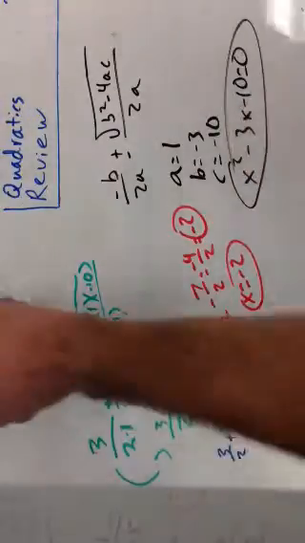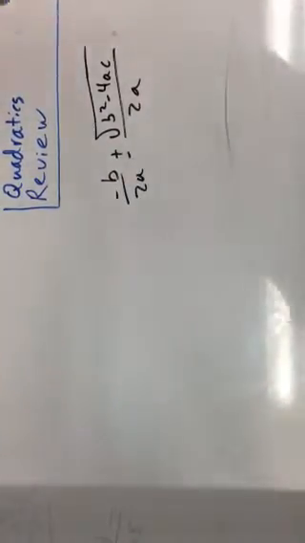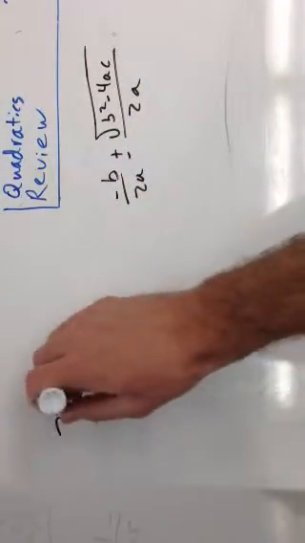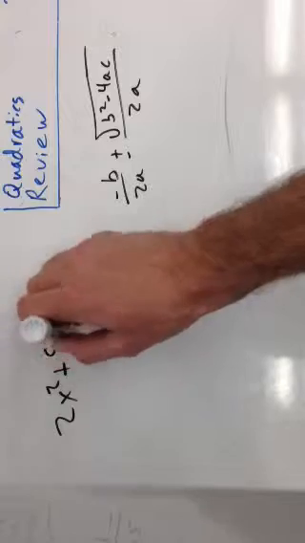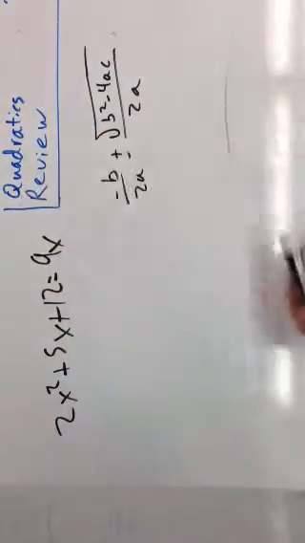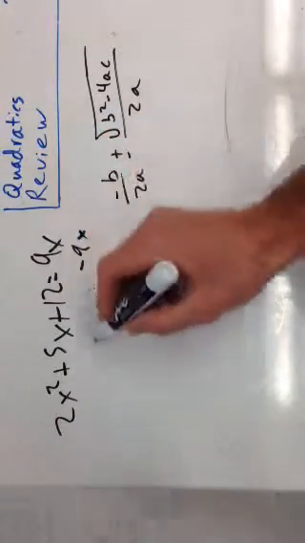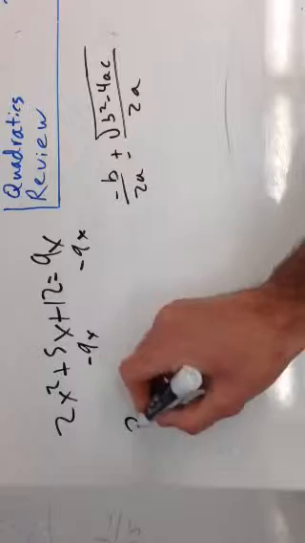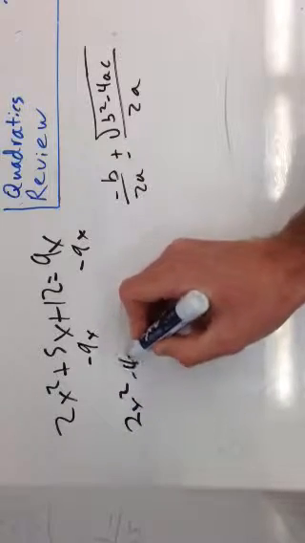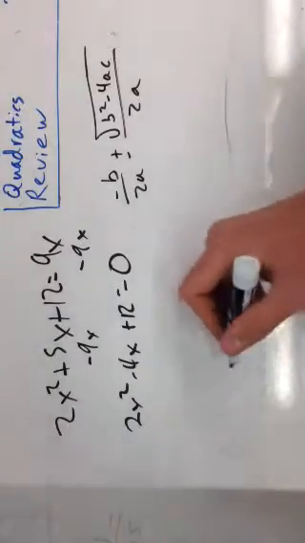In the next problem, something goofy happens. Let's just see it. We have the same thing. I want to solve this with quadratic formula, and I want to subtract 9x from both sides. So what I have is 2x squared minus 4x plus 12 equals 0.